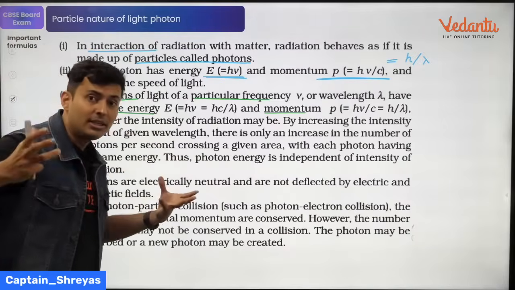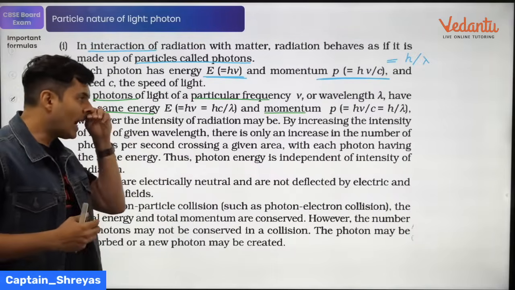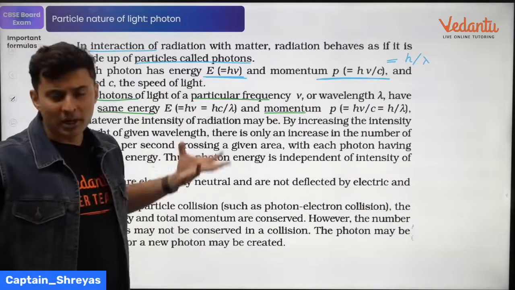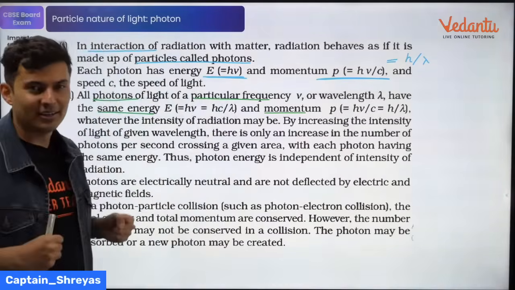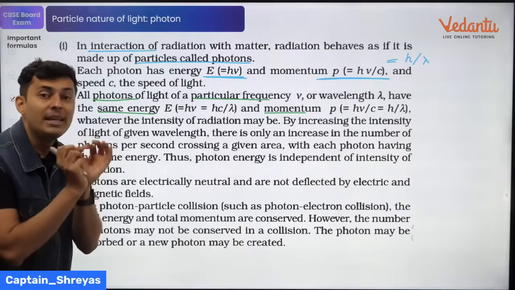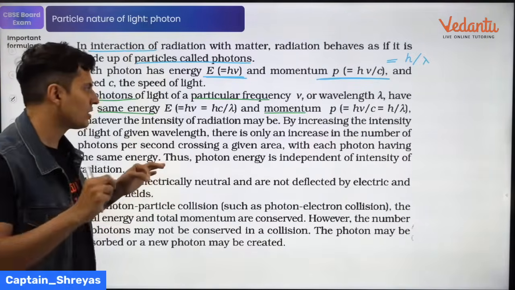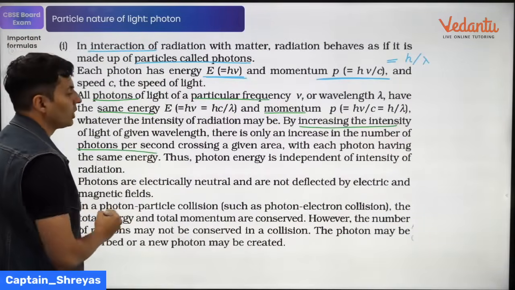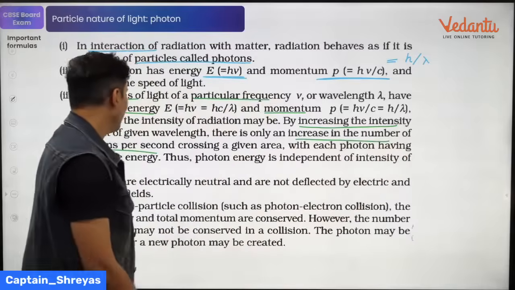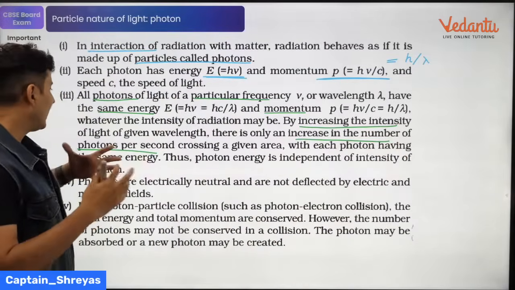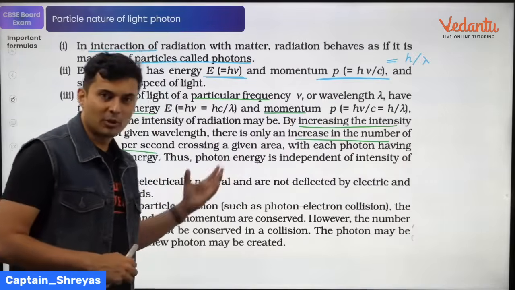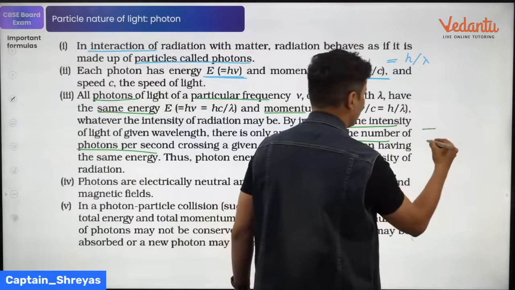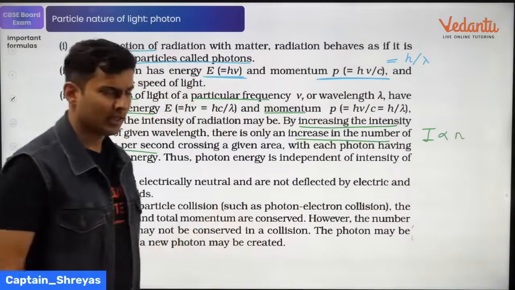Now when you change the intensity of light, you will see that if you make it more intense, it's just that the number of photons increases. If you make the light faint, dim, then the number of photons reduces. So when you increase the intensity, the number of photons crossing will increase. If you decrease the intensity, the number of photons will also decrease. So intensity is directly proportional to the number of photons coming out.